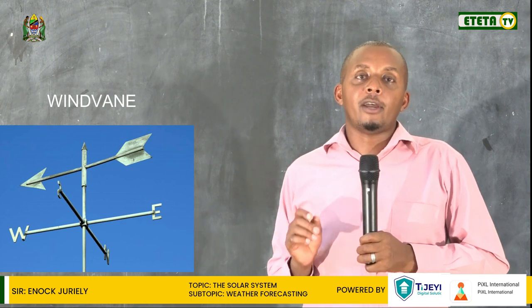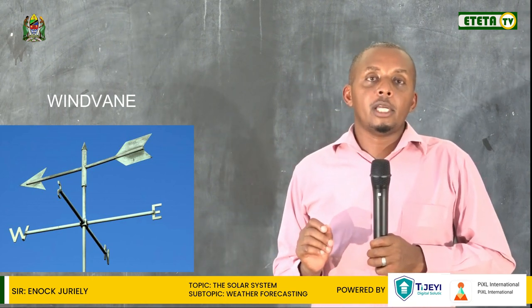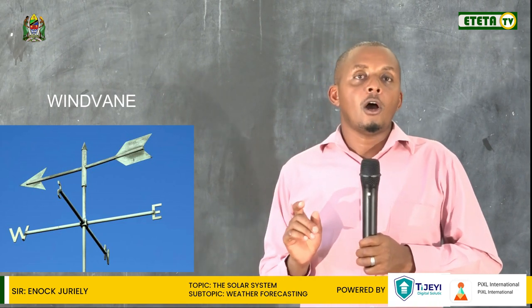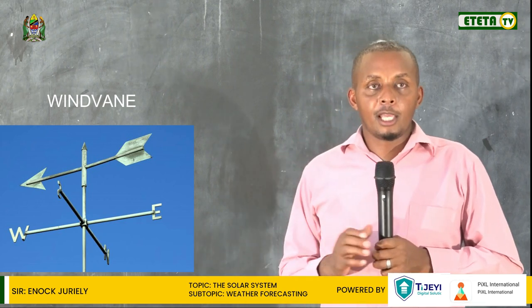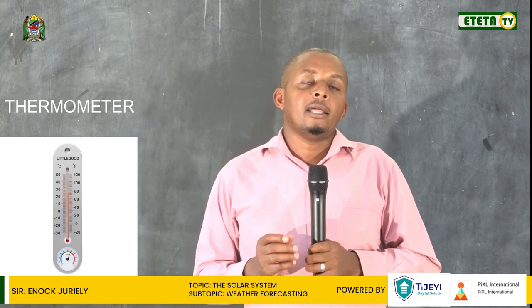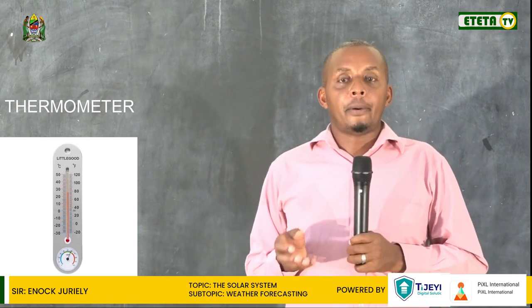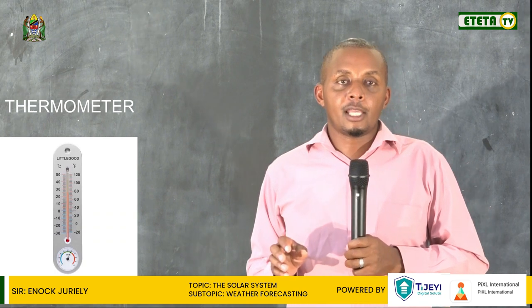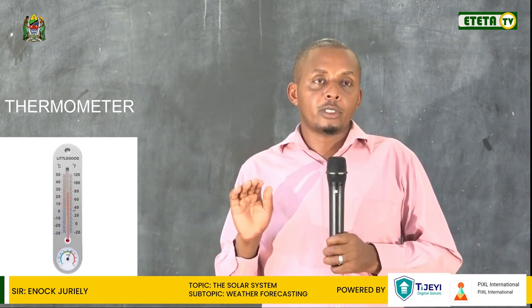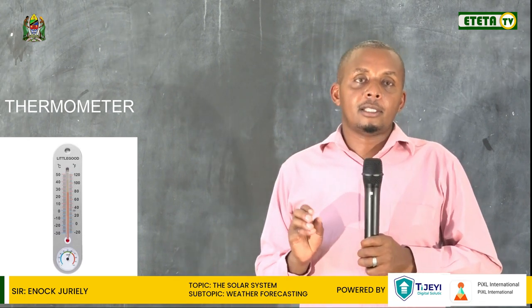And we have the wind vane, which records the direction of the blowing of the wind on a specific day. We have the thermometer, which usually measures the temperature present on a specific day. Today's temperature was 25, today's temperature was 37. The instrument which measures that temperature is the thermometer.